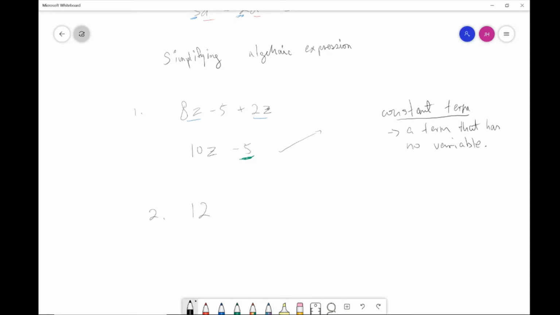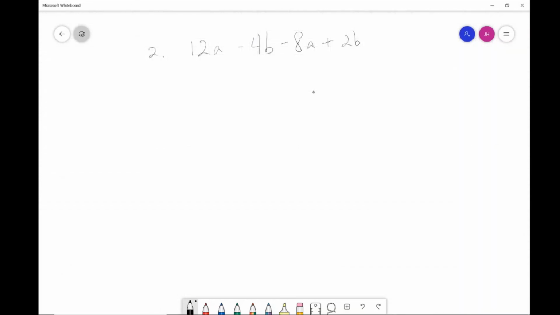I have 12a minus 4b minus 8a plus 2b. In this question, then, there are 2 different variables. First of all, we have the variable a, and then we have the variable b. So to combine like terms, I can only add or subtract the like terms. In this case, a has to minus a, b has to minus b, or add.